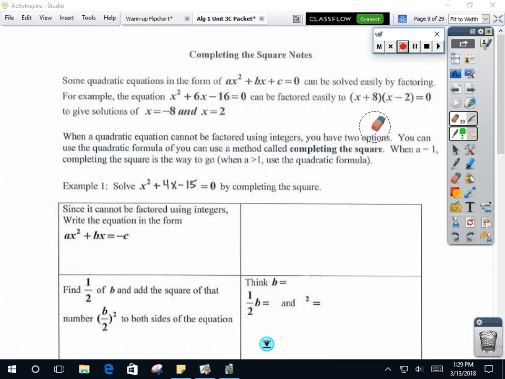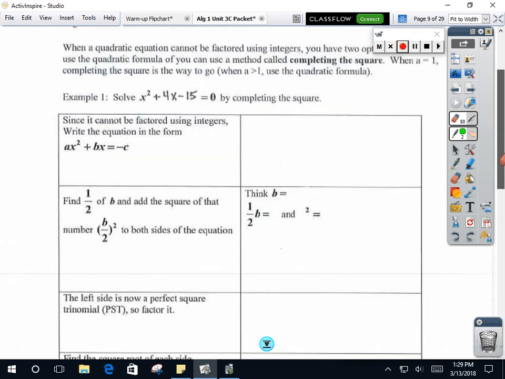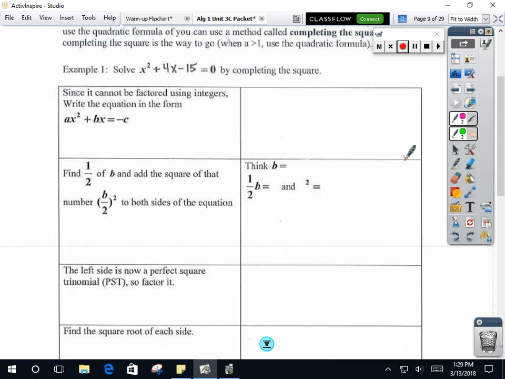Okay, so let's look at this example. x squared plus 4x minus 15. The first thing that you should always do is check and see if it can be factored. Are there two numbers that multiply to negative 15 and add to 4? No.